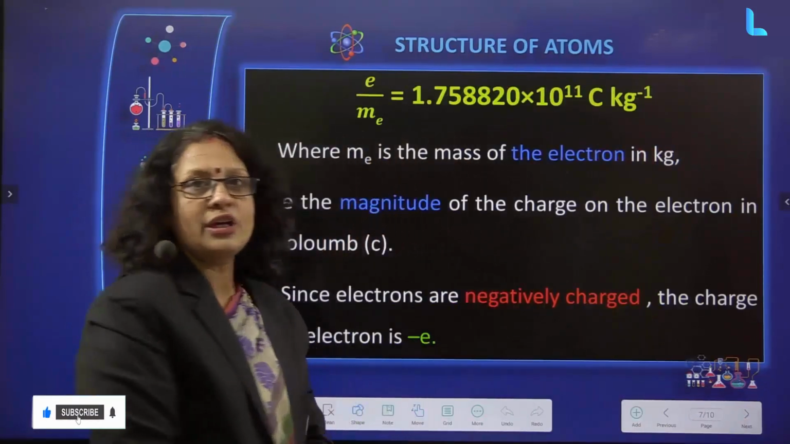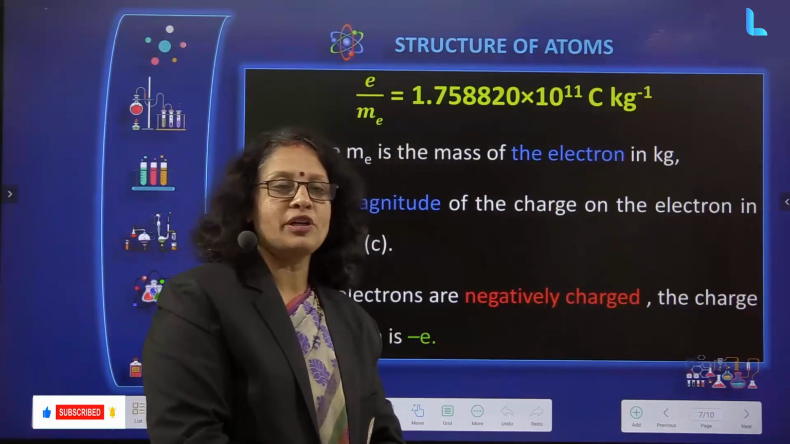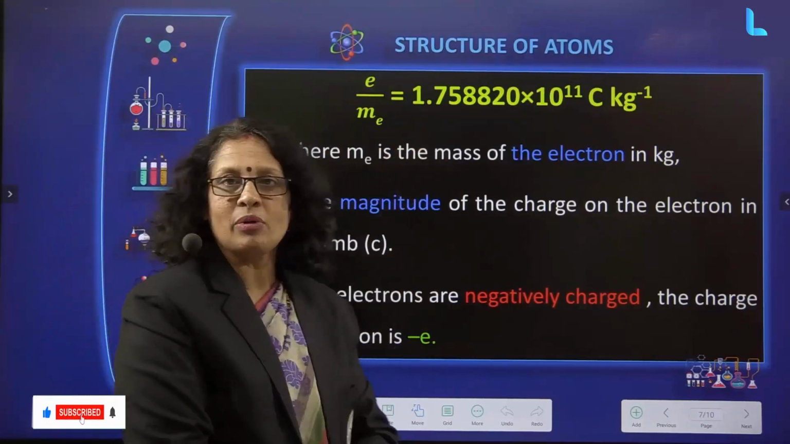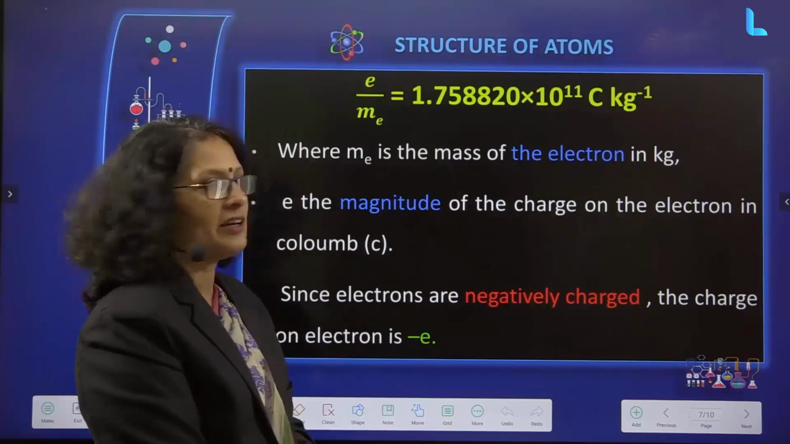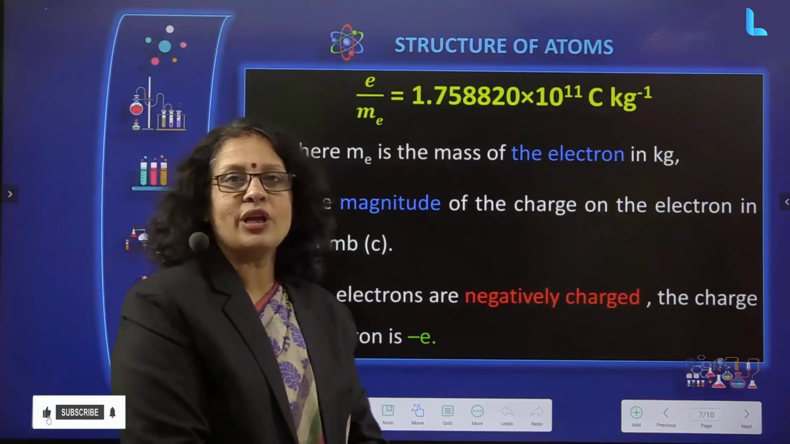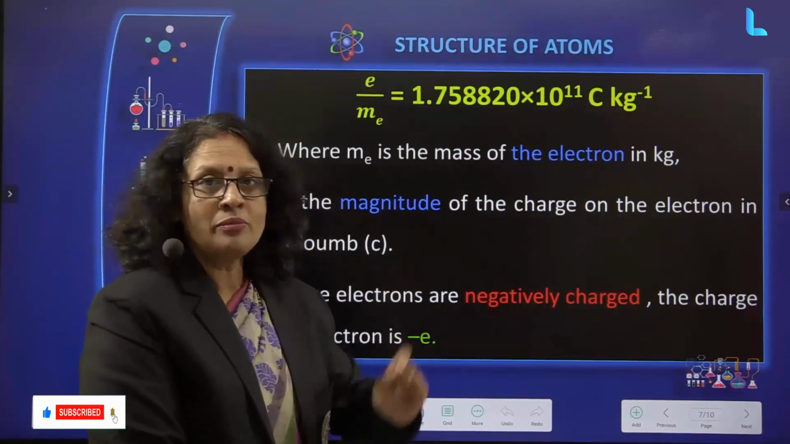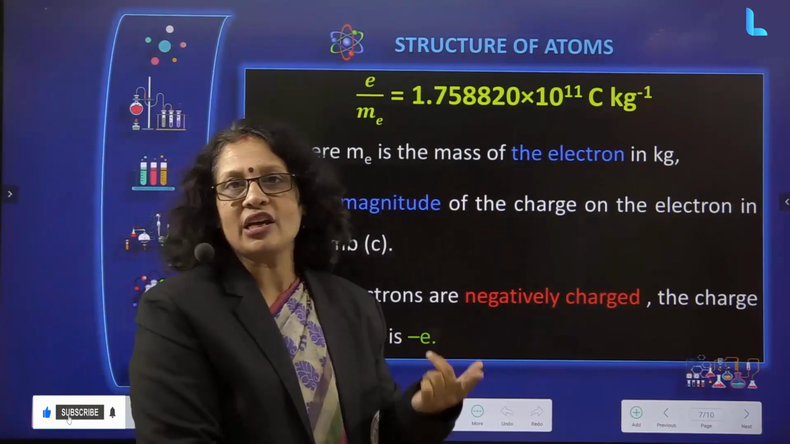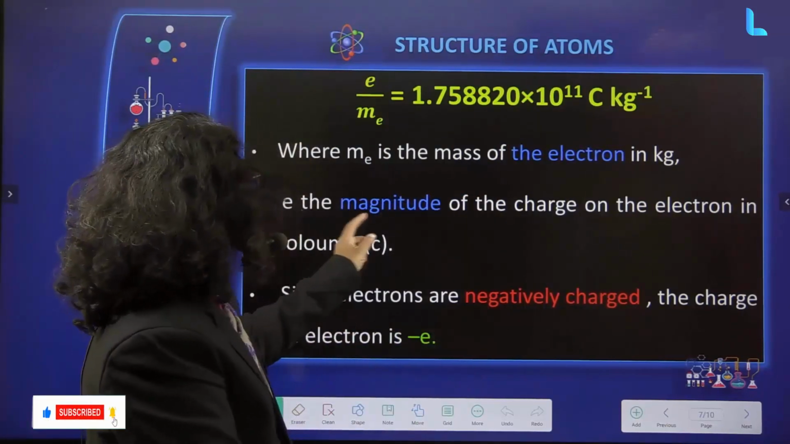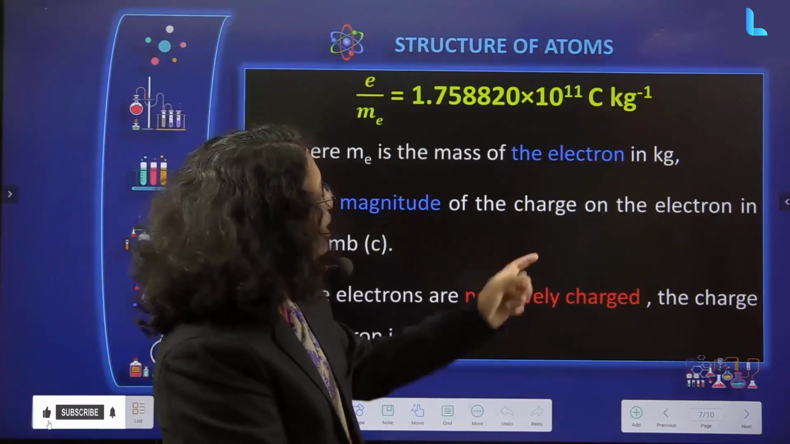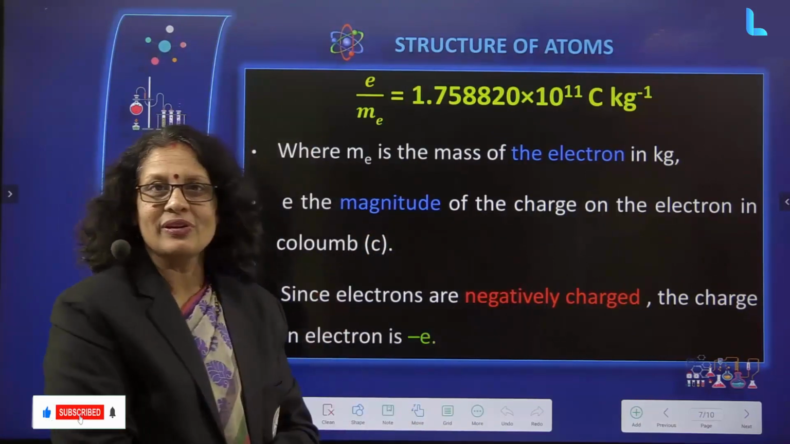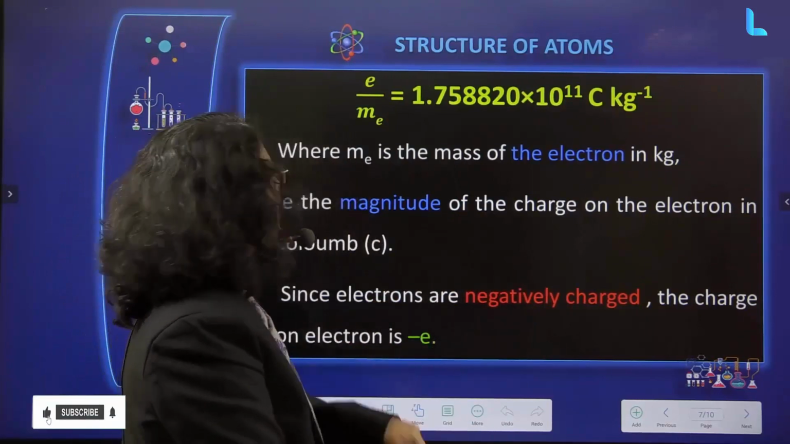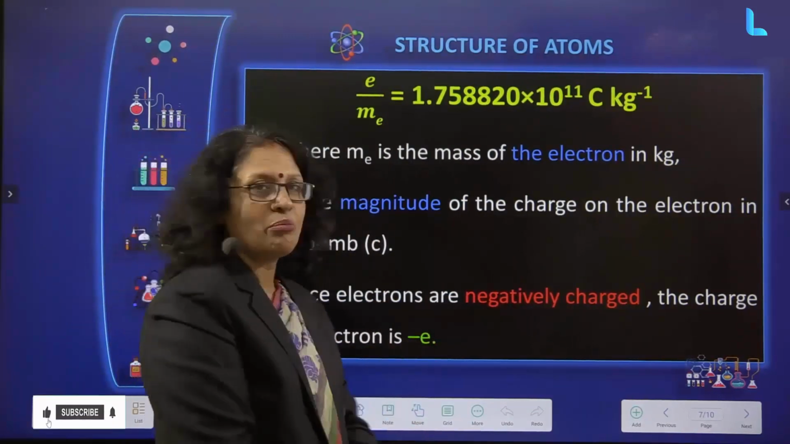Now let's see how it will be useful or applicable in future. The e by m ratio given by Thomson is 1.758820 into 10 power 11 coulomb per kg, where m is the mass of the electron in kg and e is the magnitude of charge on the electron in coulombs. Since electrons are negatively charged, the charge on the electron is always minus.